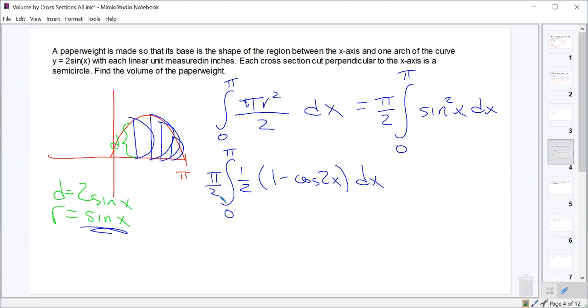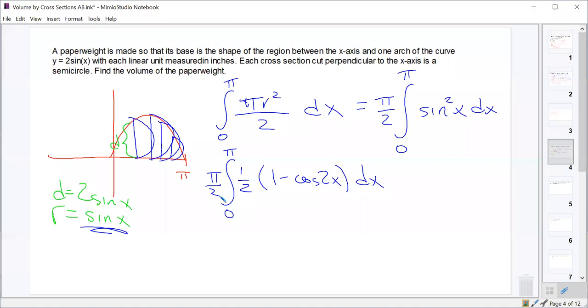And now I can pull the 1/2 that's inside of there out, can't I? If I wanted to. And I'd just be left with 1 minus cosine 2x. And to integrate 1 dx should be easy. But to integrate cosine 2x will require us to use a u substitution.